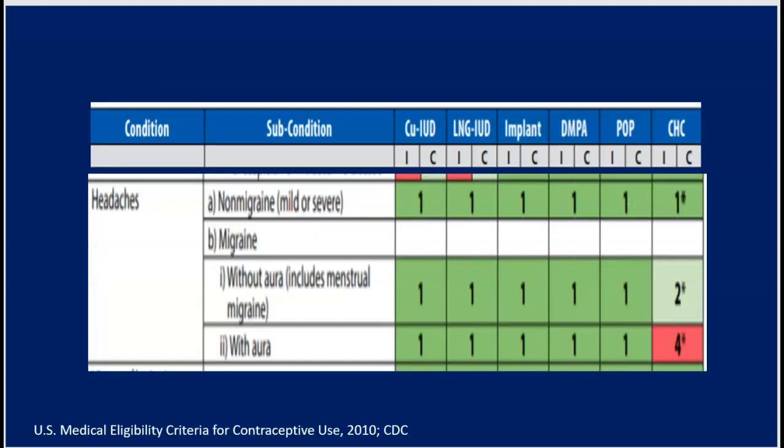And finally, this is the diagram that's in the MEC chart, again showing that once you have aura, combination hormonal products should not be used, but of interest, progestin-only products are not contraindicated.